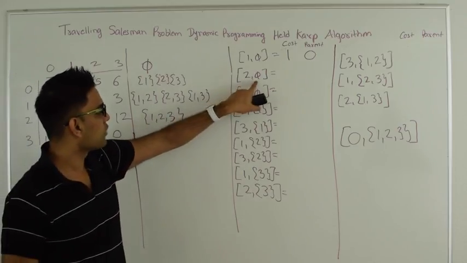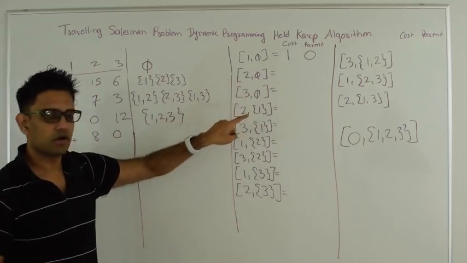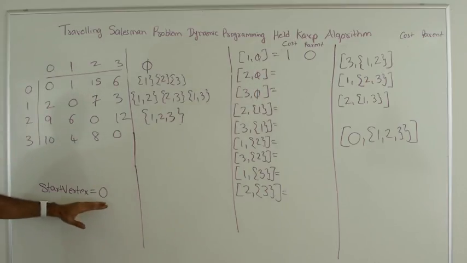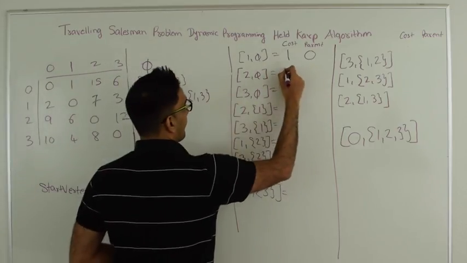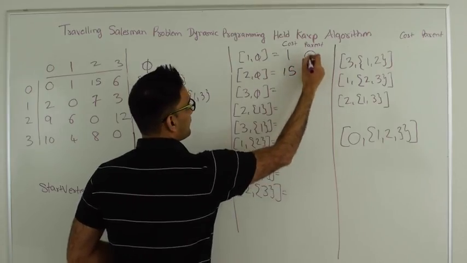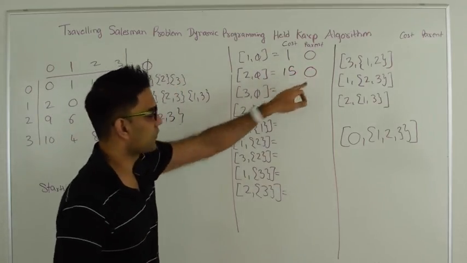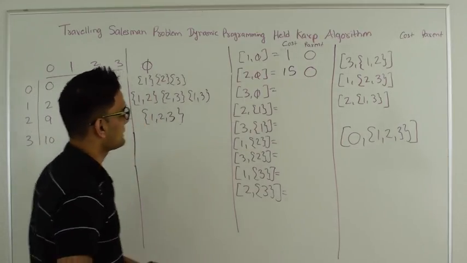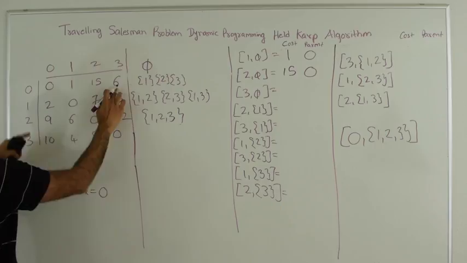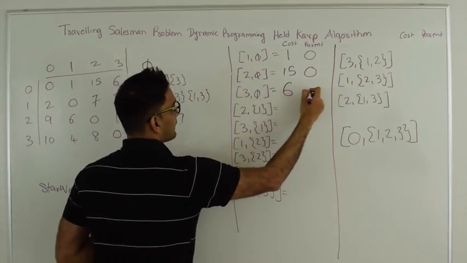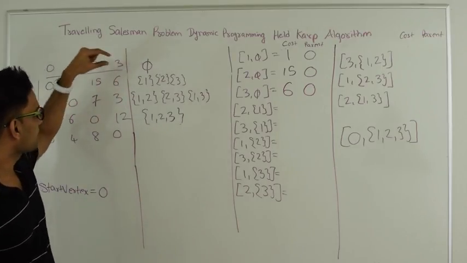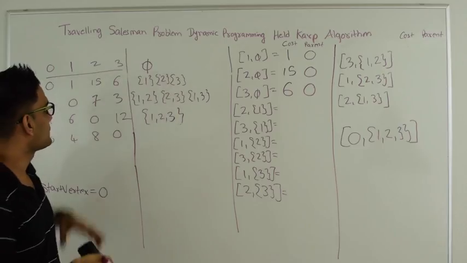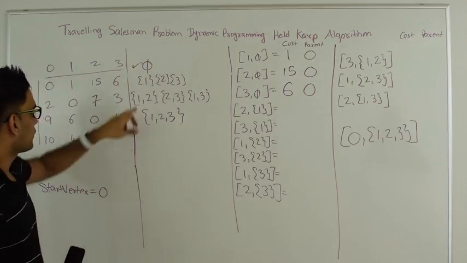Now 2 with the empty set. What is the minimum cost to reach 2 via the empty set from start vertex 0? Basically the cost of 0 to 2, which is 15. Again, the parent will be 0, indicating that we are reaching 2 from 0. For 3 with the empty set, the cost of 0 to 3 is 6, and the parent is 0. So we are done traversing all the vertices for the empty set. The empty set is done. Then we are going to pick the next subset.